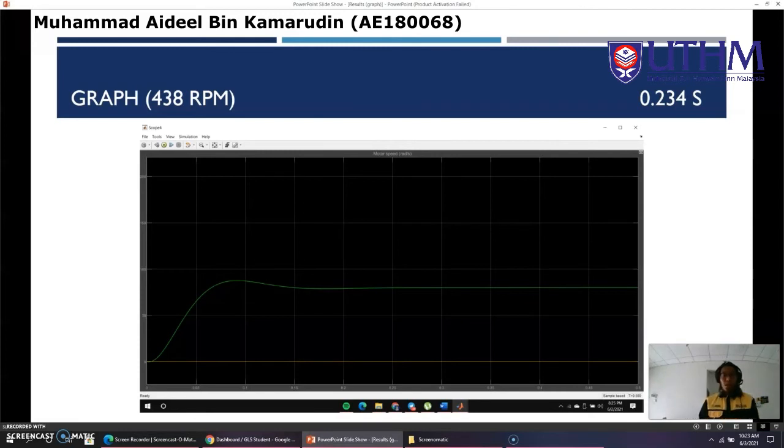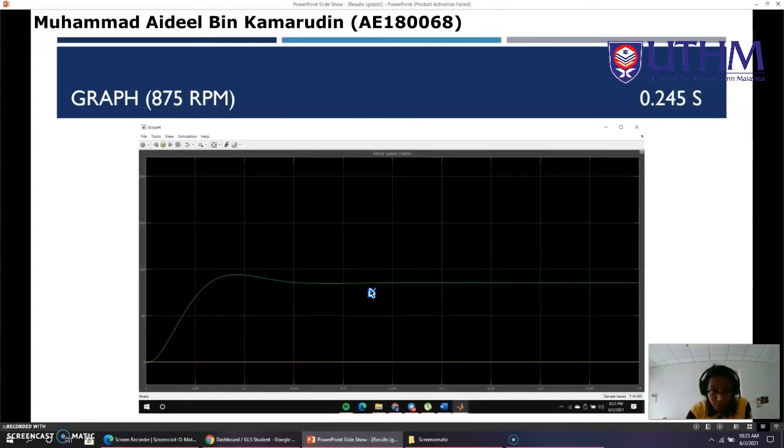So we only want to see the time to achieve the constant speed. For this first graph, where the input is 438 RPM, we can see that it achieved the constant speed at the time of 0.234 second.